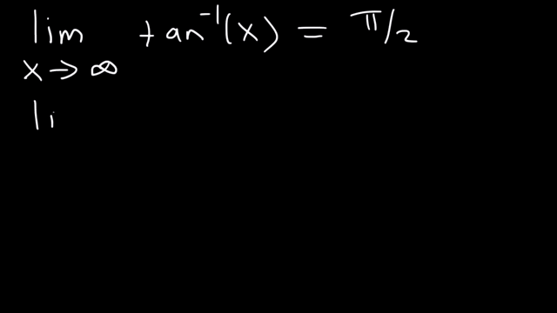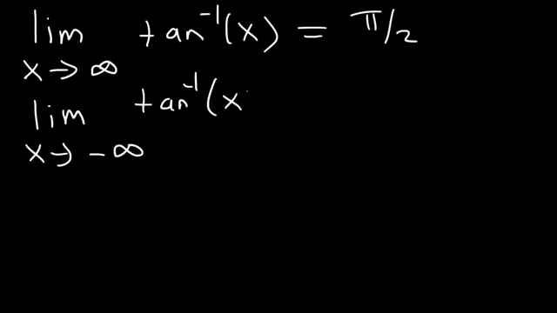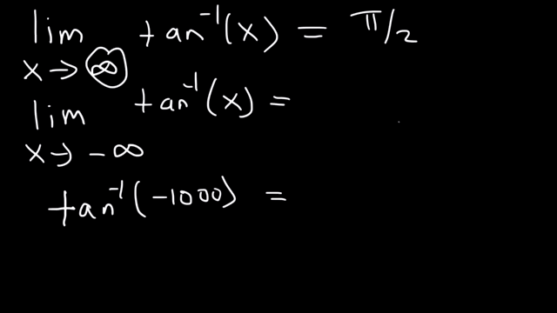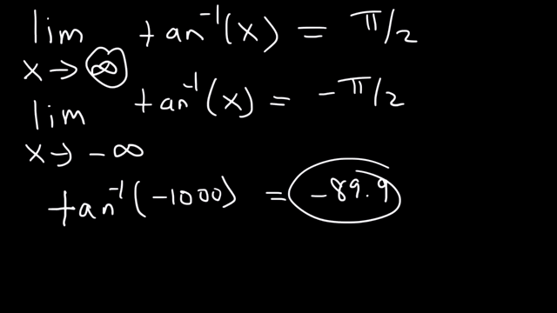Now what is the limit as x approaches negative infinity of the arctangent function? So if we plug in arctan of negative 1,000 while it's in degree mode, this is going to be negative 89.9. So this is negative pi over 2, or basically negative 90. Tangent is negative in quadrants 2 and 4, but arctan only exists in quadrants 1 and 4. So that's why we got the answer that's in quadrant 4, negative 89.9, which gets very close to negative 90 or negative pi over 2. So make sure you know these values.